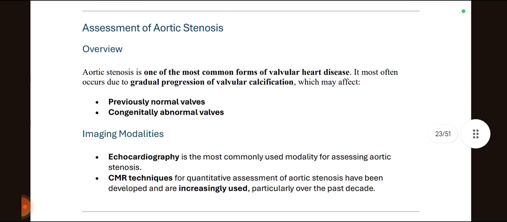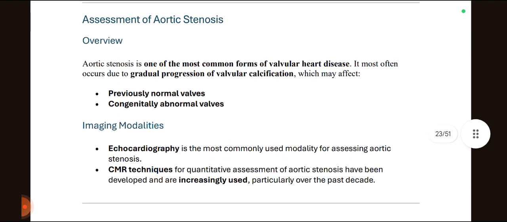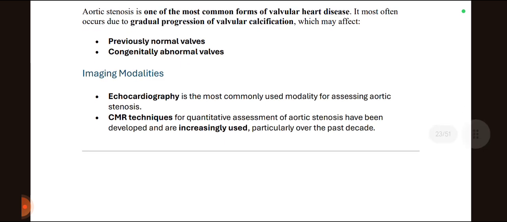First, the aortic valve, so assessment of aortic stenosis. Aortic stenosis is one of the most common forms of valvular heart disease. It most often occurs due to gradual progression of valvular calcification, which may affect previously normal valves and congenitally abnormal valves. So both kinds of aortic valves can be affected by it. Now, what investigations can we do?